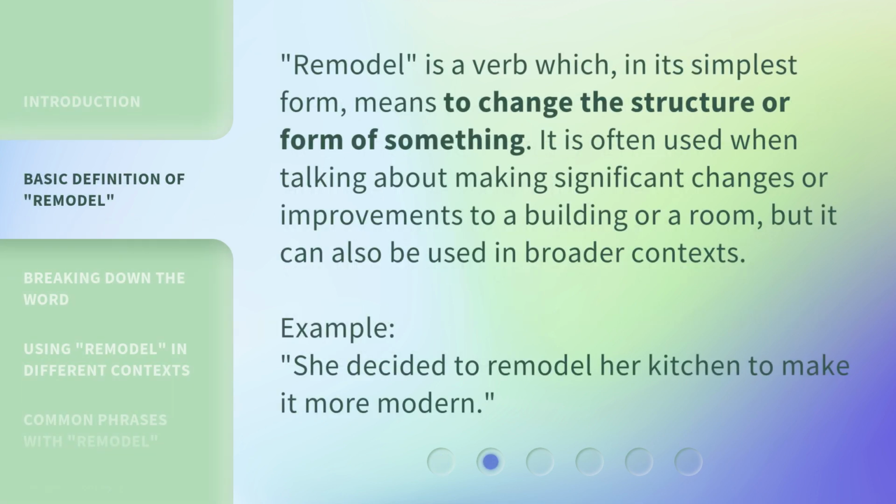Remodel is a verb which, in its simplest form, means to change the structure or form of something. It is often used when talking about making significant changes or improvements to a building or a room, but it can also be used in broader contexts. Example: she decided to remodel her kitchen to make it more modern.